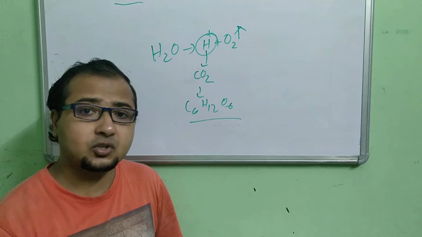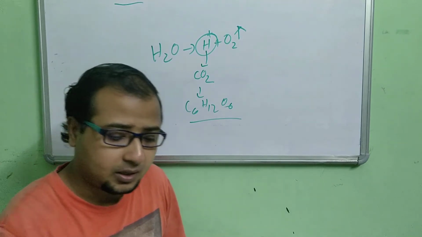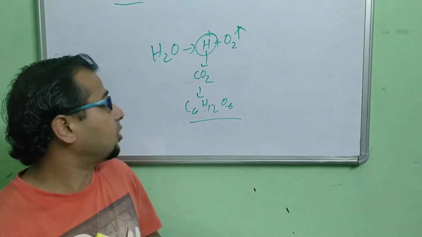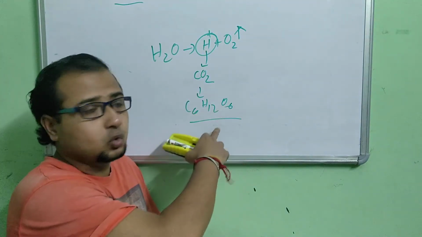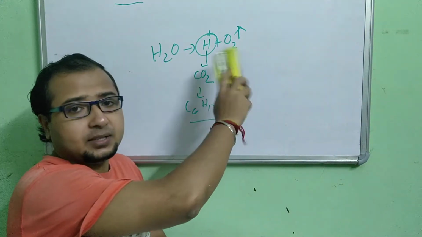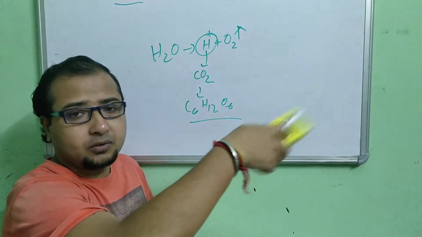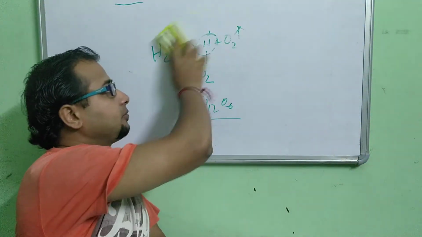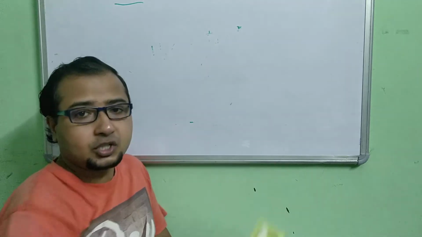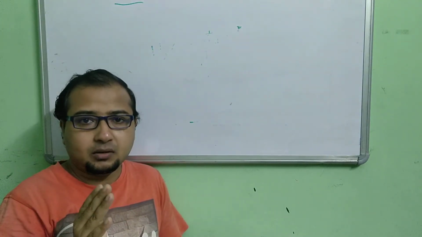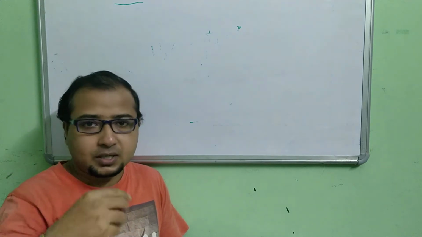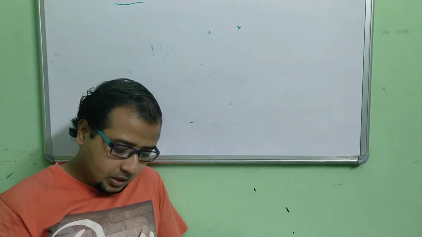Carbon dioxide is also absorbed by the plant cell, understood? So this is how the hydrogen is utilized to make the glucose, and the oxygen which is released goes out of the plant cell into the environment. So this is how these two elements which are released by the splitting of water are utilized in photosynthesis.